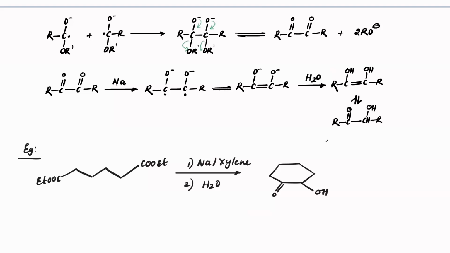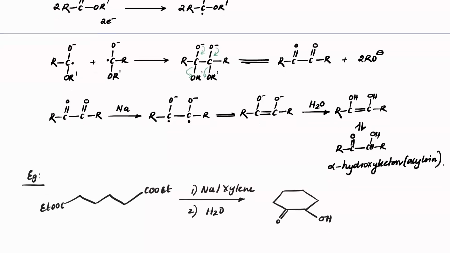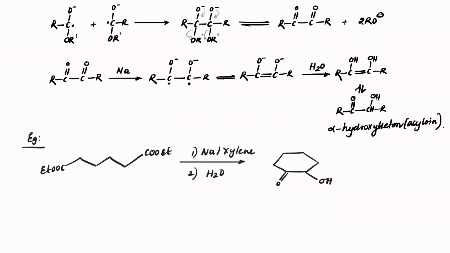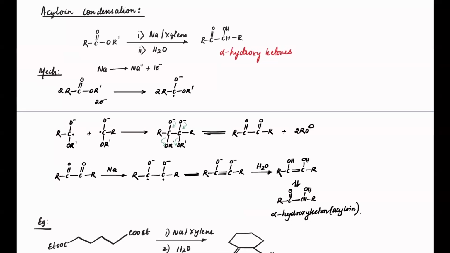So therefore, this alpha hydroxy ketone is what we call acyloin. Correct? So this is the product formation. If you may recall, this is a very similar reaction to the benzoin condensation. That's why the words acyloin and benzoin are similar terms. It is very similar to that benzoin condensation. Right? So please check once.